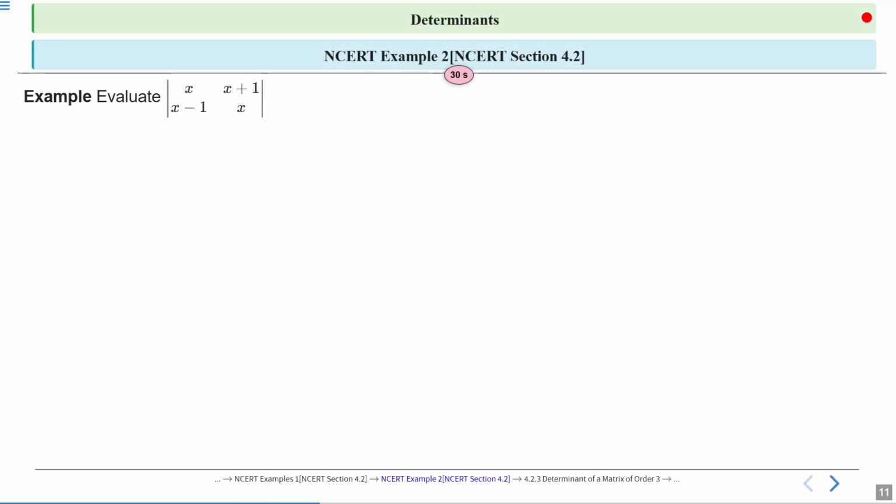Now we have to evaluate the determinant of the 2 cross 2 matrix whose elements are x, x plus 1, x minus 1 and x. So just calculate.